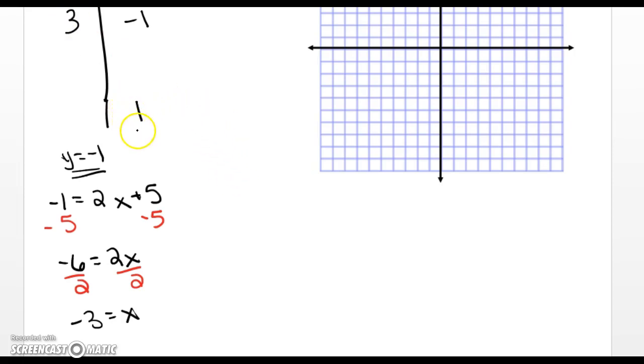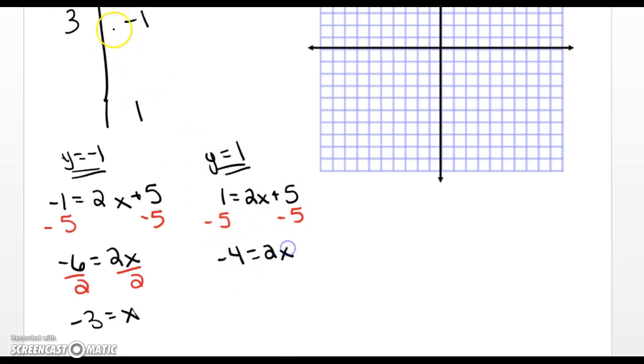Then I want to find out when y is equal to 1. So I'm going to do the exact same thing here. So I'm going to set y is equal to 1 and solve for x. So this is basically the exact same work. So here I have +5, so I'm going to subtract 5 to give me -4 is equal to 2x. Then I'm going to divide by 2 on each side to give me x is equal to -2. So we have -3 and -2 in our table values.